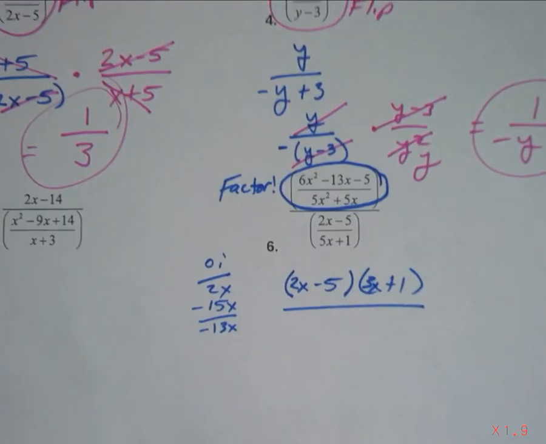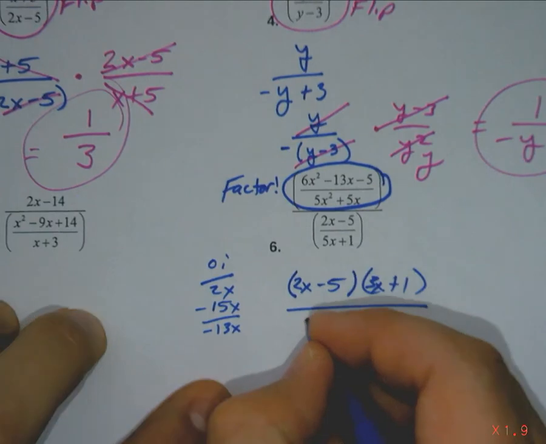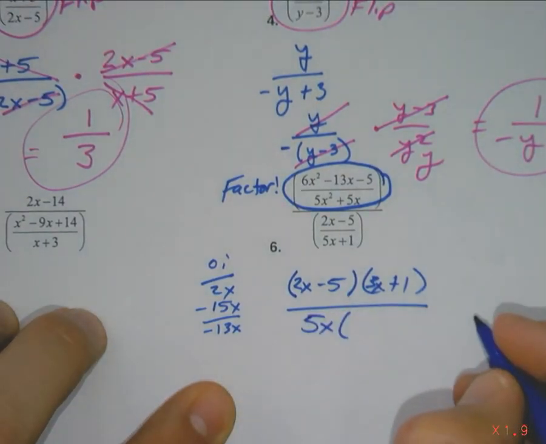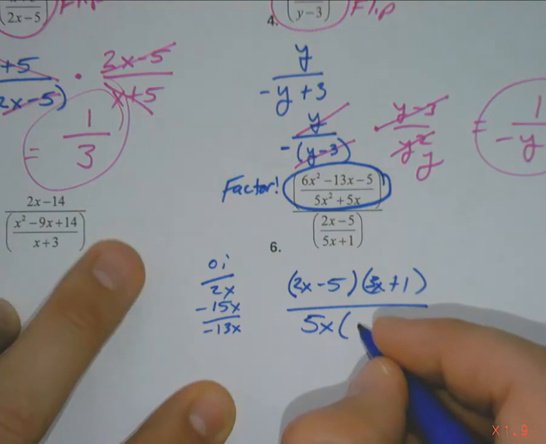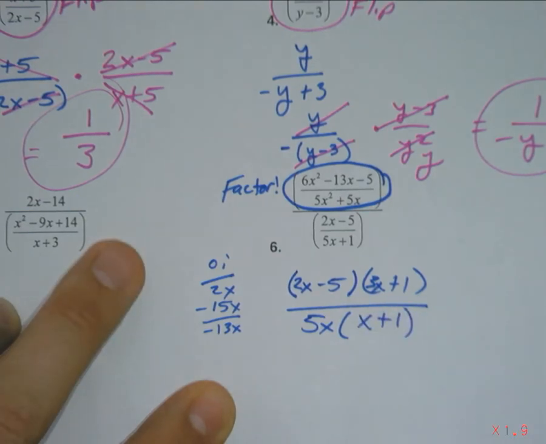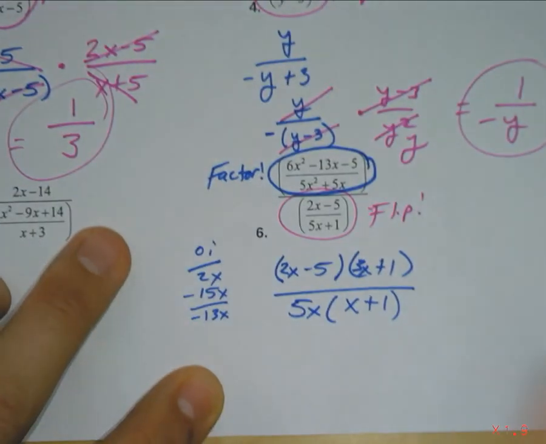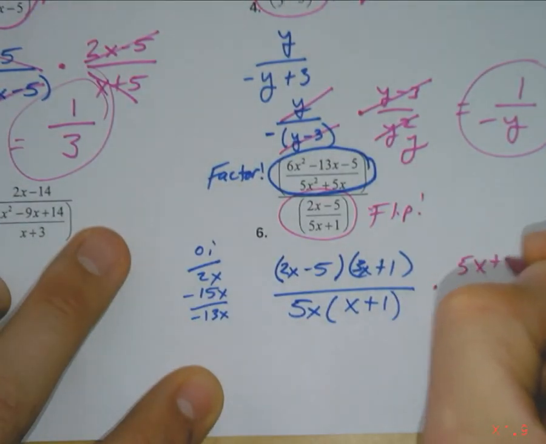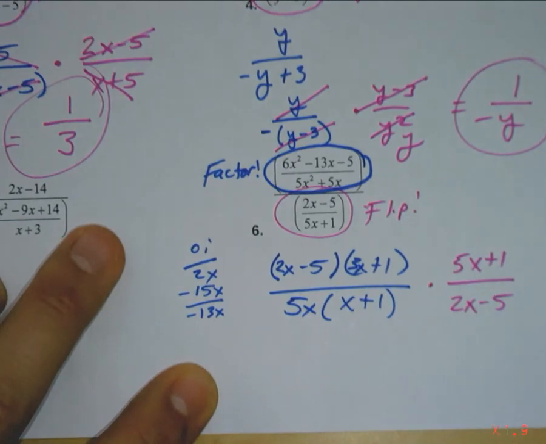5x squared plus 5x. How do you factor that? Take a 5x out. Yeah. And now that leaves me with what? X plus 1? Is that right? All right, we're going to take this guy and flip. So we're going to take that 5x plus 1 and we're going to flip. So 5x plus 1 is now on top, and then 2x minus 5 is on the bottom.